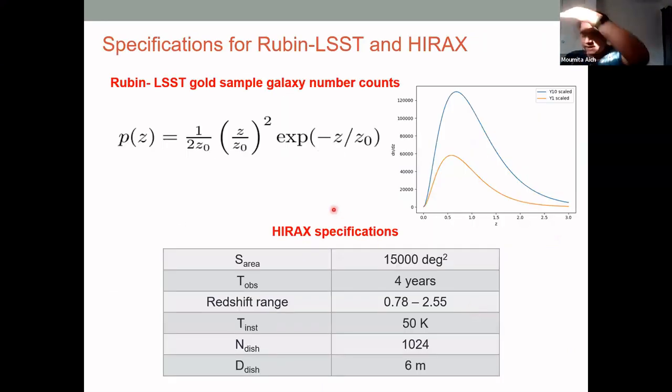Okay, so the specifications for Rubin LSST and HIRAX. For HIRAX, the total area we are using is 15,000 square degrees, and the observation time is 4 years. That is the redshift range we are interested in, which is basically what HIRAX covers. And here we have the Rubin LSST gold sample galaxy number count, which is important in our optical surveys. This is just the distribution of galaxies over redshift. These show the distribution in 1 year of LSST observation and 10 years of LSST observation.